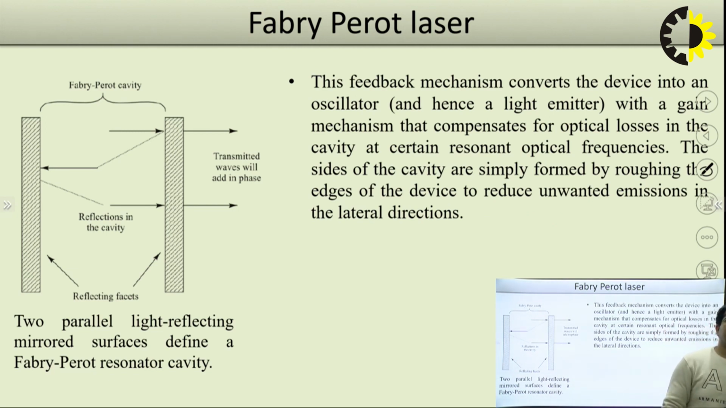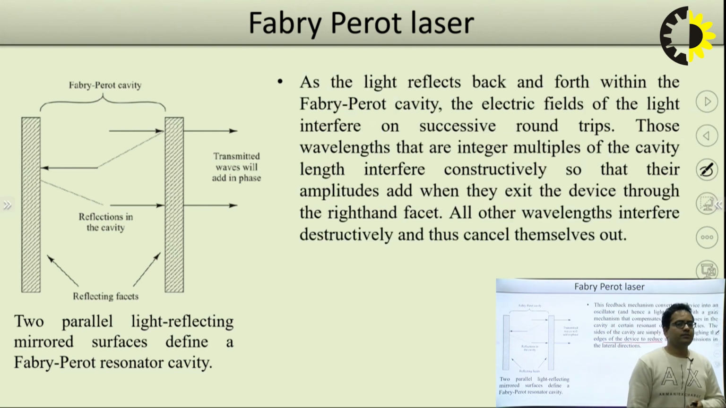Now, we have somehow provided a positive feedback. This feedback mechanism will convert the device into an oscillator with a gain mechanism that can compensate for the optical losses in the cavity at certain resonant optical frequencies. The sides of the cavity are simply formed by roughening the edges of the device to reduce unwanted emission in the lateral directions.